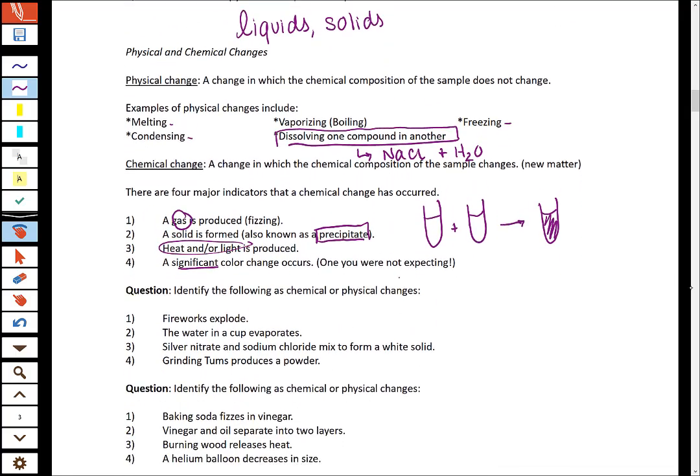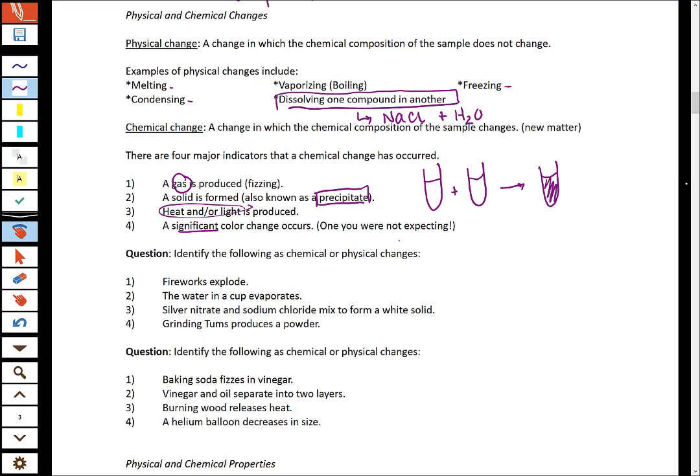So I want to give you a moment here to look at these two questions and pause and decide whether or not they are chemical or physical changes. All right, so here we are. I've written out whether this is a chemical C or a physical P change.